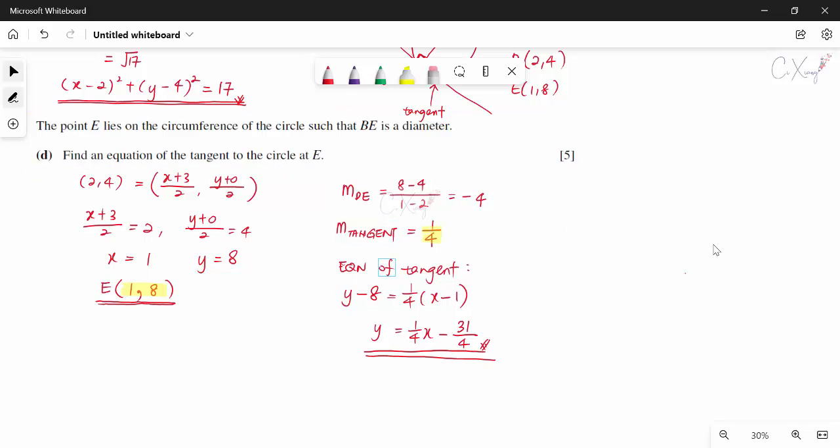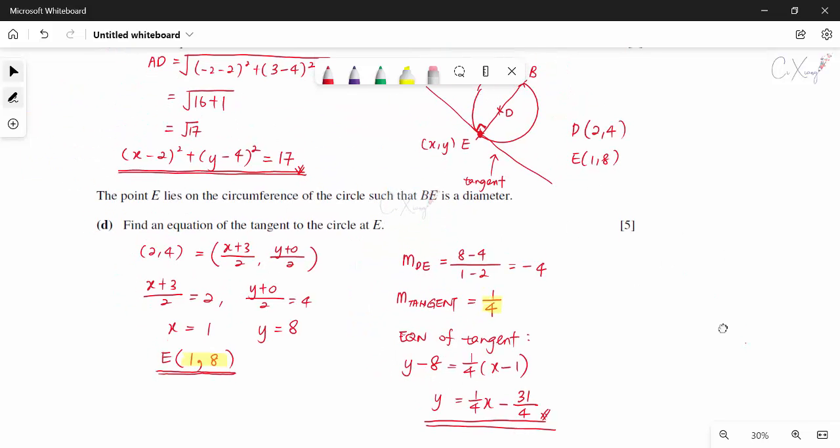Alright, so this is how we actually form the equation of the tangent at E to the circle.